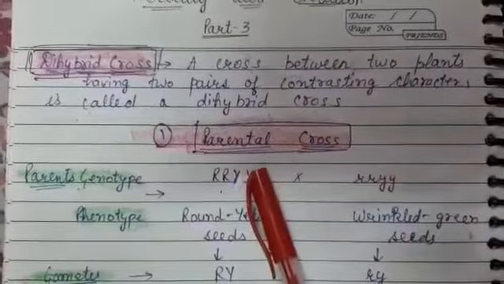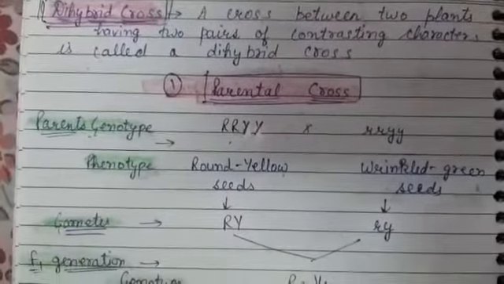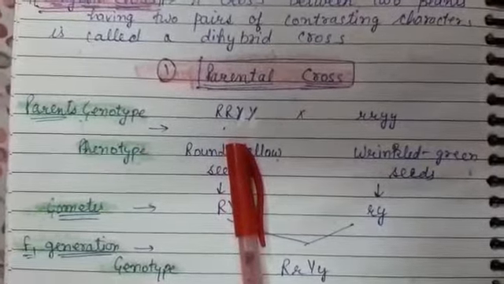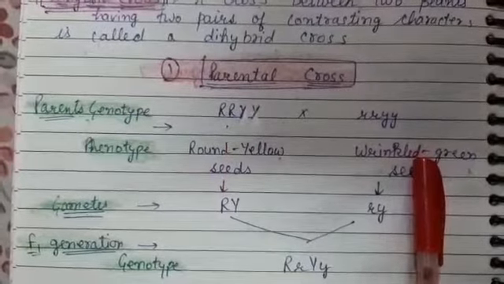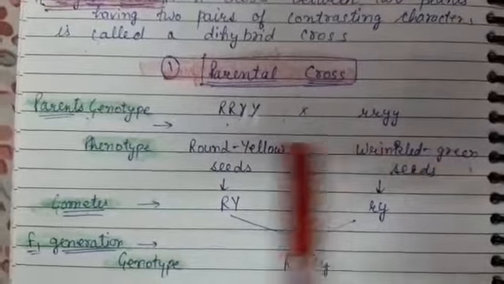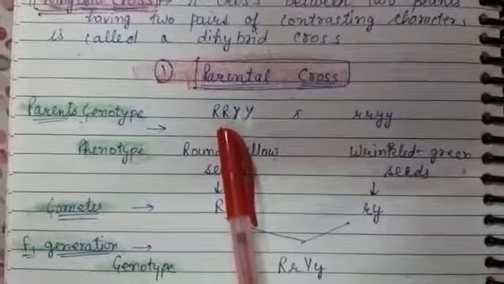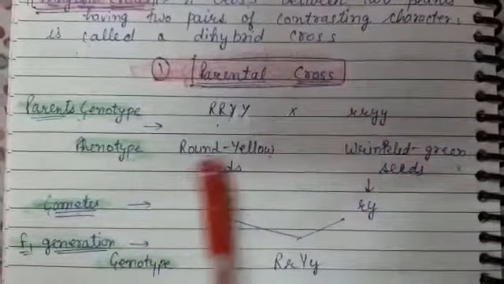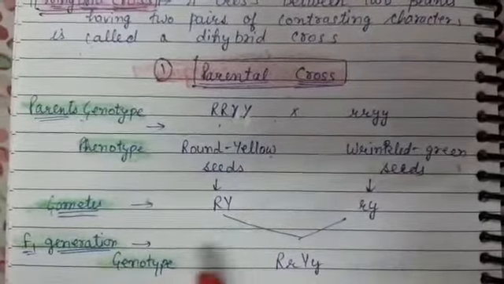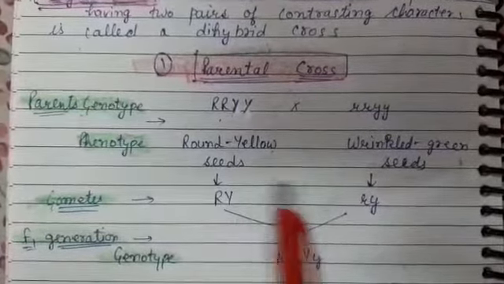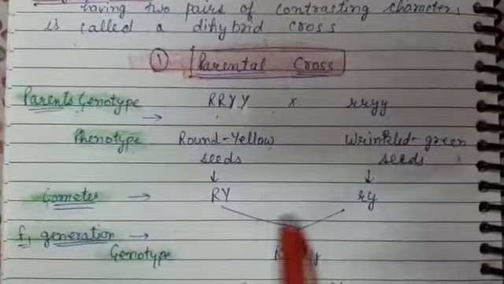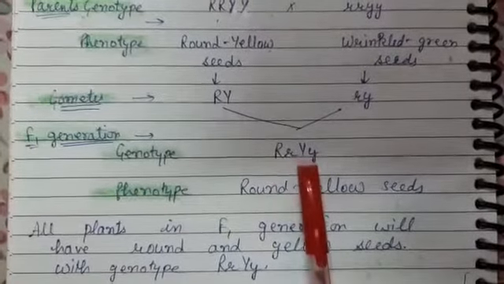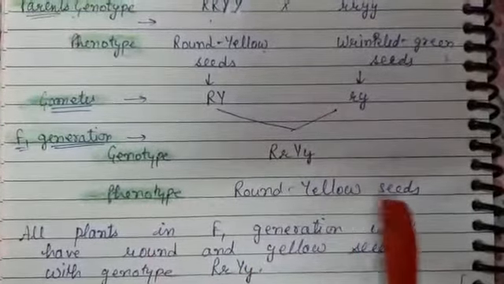And according to Mendelism, what Mendel did during dihybrid cross, he crossed pea plants having round and yellow seeds with the pea plants having wrinkled green seeds. The genotype of the first parent was capital R, capital R, capital Y, capital Y, and the genotype of the second parent was small r, small r, small y, small y. When these plants produce their gametes, the first plant produced capital R, capital Y, and the second plant produced small r, small y. When they got fertilized, in the F1 generation all the plants had the genotype capital R, small r, capital Y, small y, and the phenotype round and yellow seeds.